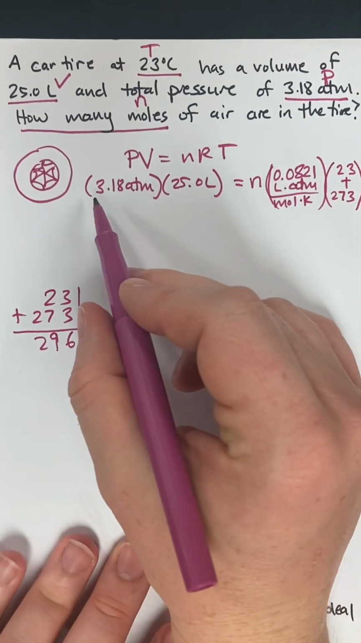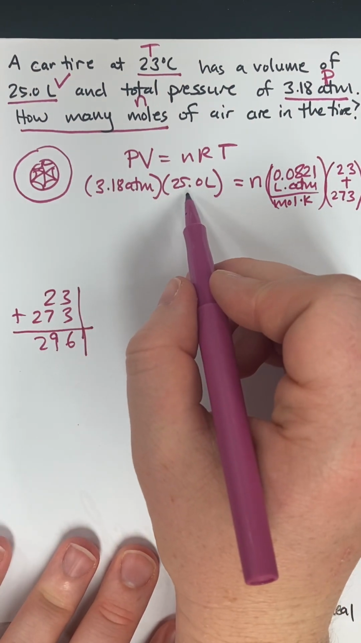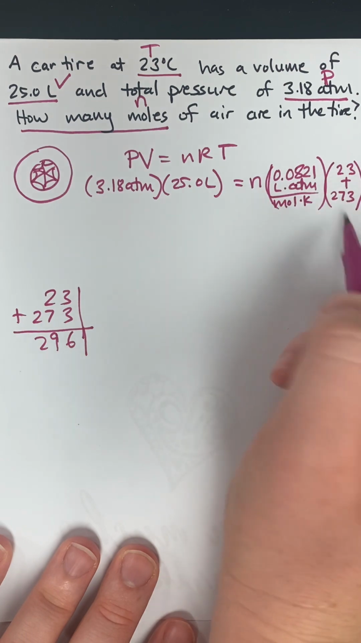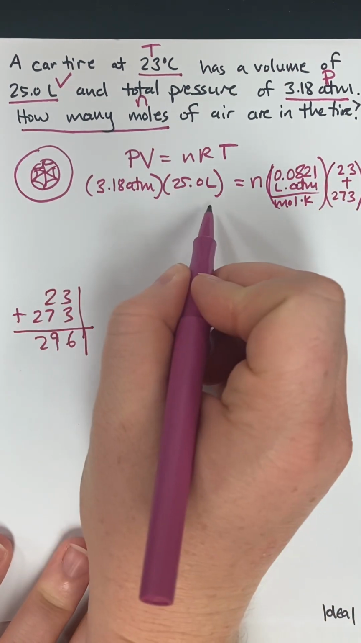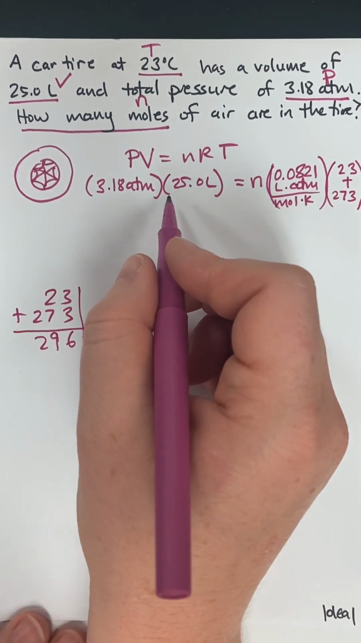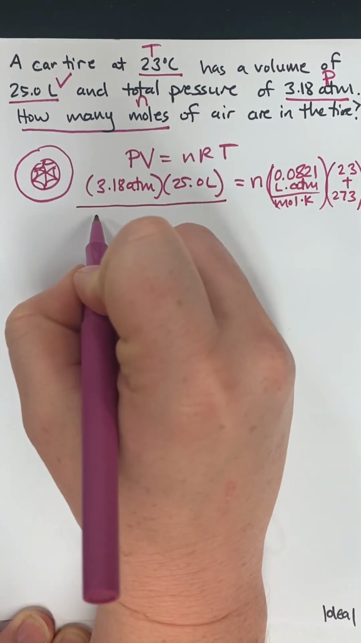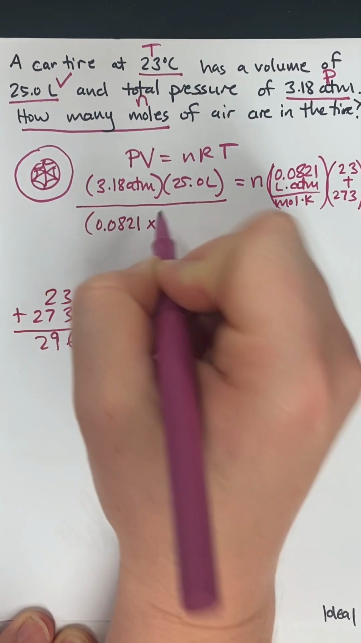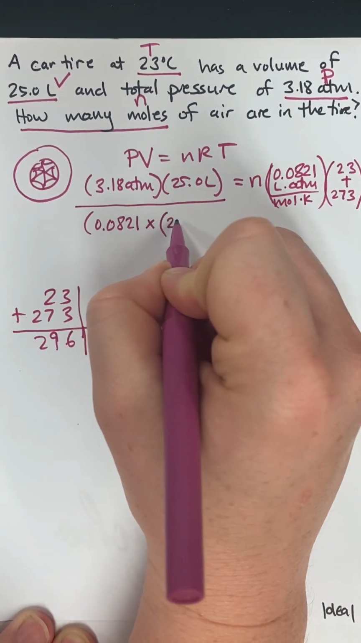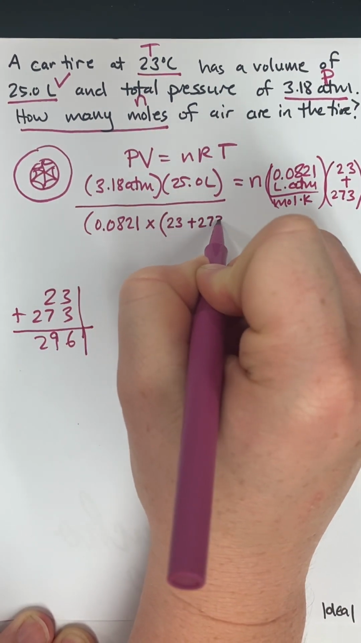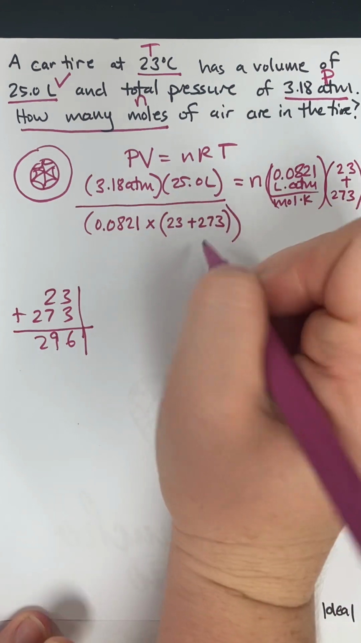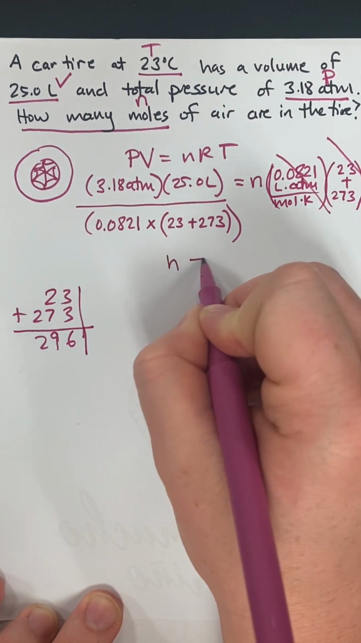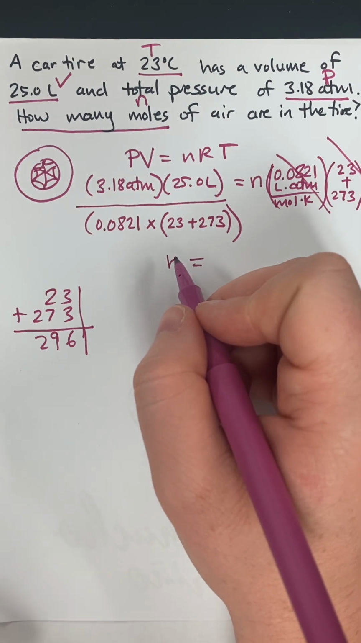What you would do is take 3.18 times 25. To get N by itself, you divide this by all this business, it cancels. That means you divide this side by it as well. You end up dividing this side by 0.0821 times, make sure that the temperature bit goes in parentheses. That's what you'd plug into your calculator. Okay, that'll cancel this on this side.